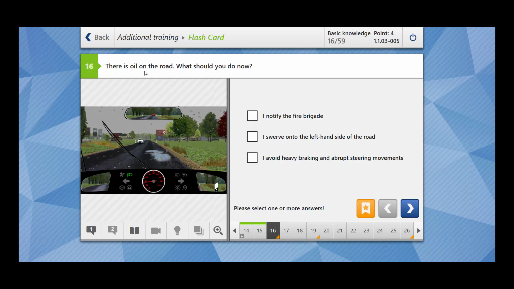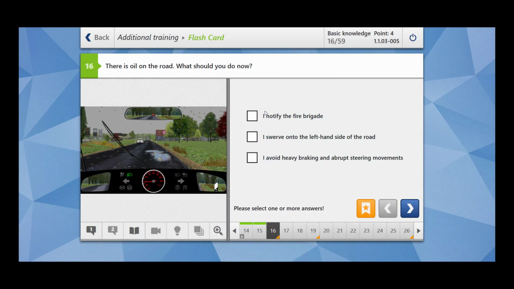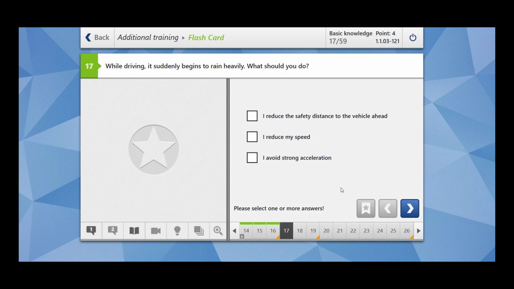Moving towards the next. There is oil on the road. What should you do now? What we see is that the speed limit is 30 km per hour, and there is oil. And on the left side, a car is coming. So what should you do? I notify the fire brigade. This is a good thing. You should notify the fire brigade that there is oil on the road. I swerve onto the left side of the road. This is not possible because on the left side of the road, a white car is coming. I avoid heavy braking and abrupt steering movements. This is the right thing to do because otherwise your vehicle could slip or skid. Our answer is correct. Moving towards the next.